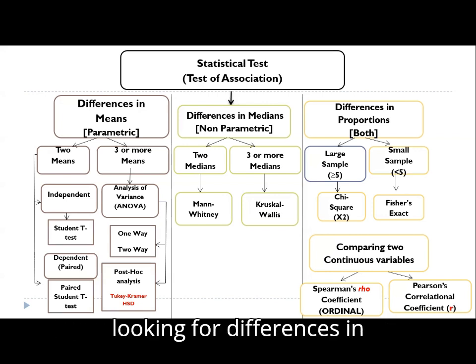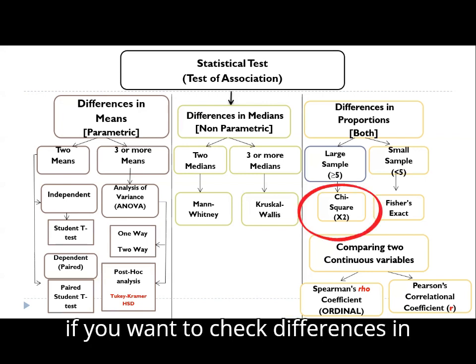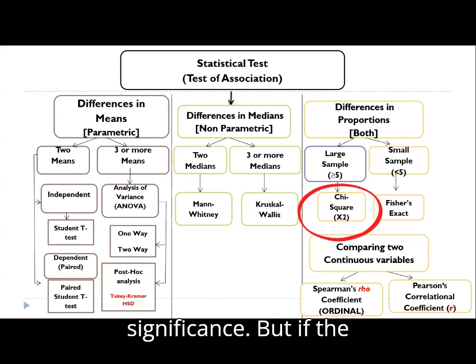Now, what if you're looking for differences in proportions, percentages? Then you'll be using what they call the chi-square. So if you want to check differences in percentages, chi-square is your test of significance.